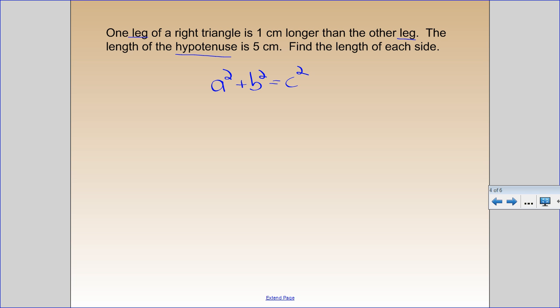Now let's figure out what our 2 legs are going to be. Let's define our variables. My one leg is 1 centimeter longer than the other. So my one leg is x plus 1. My other leg will just be x. And it says my hypotenuse, which is c, is going to be 5 centimeters. Okay, now that I have my a, b, and c, well, before I do that, remember you can always draw a picture too if that helps you.